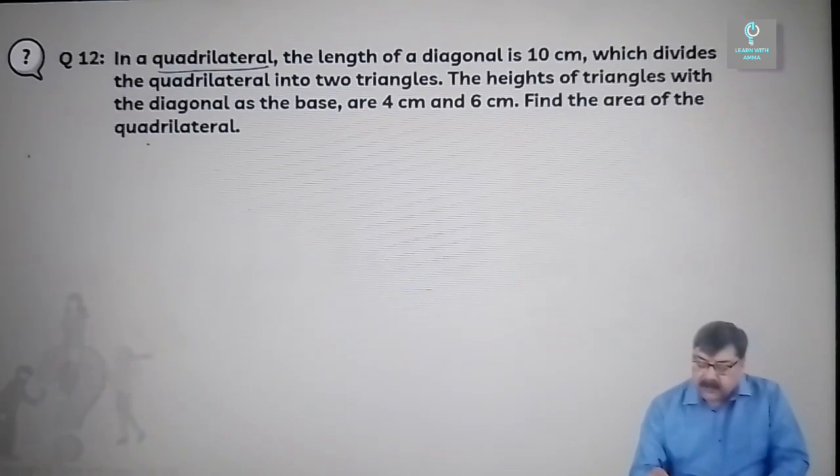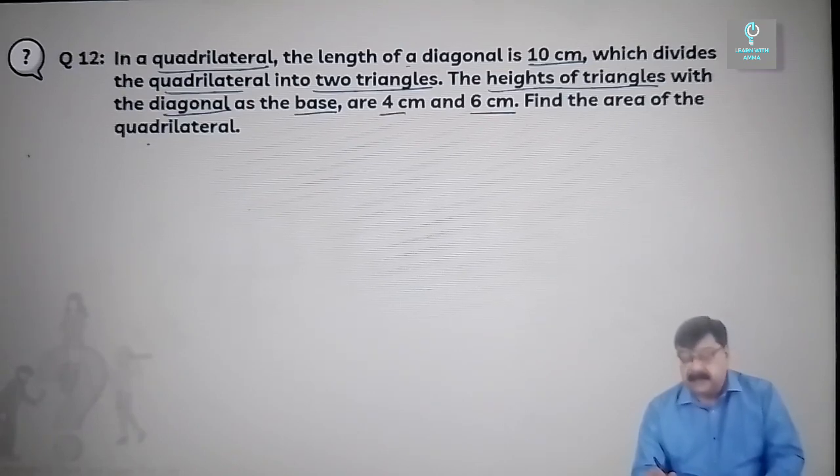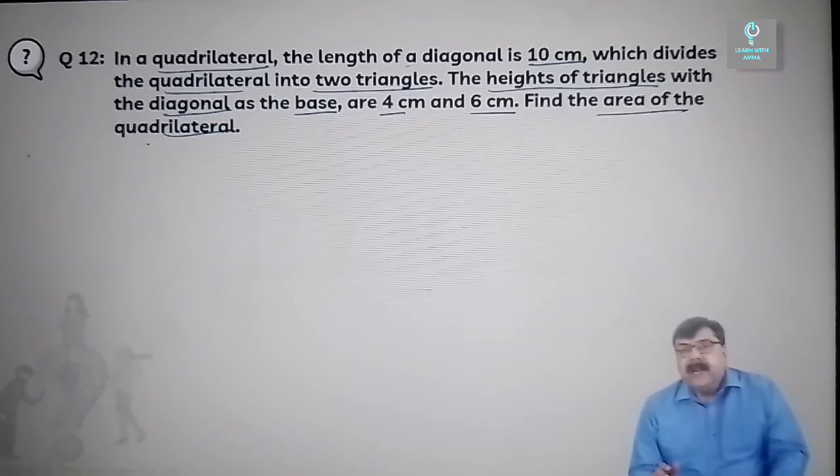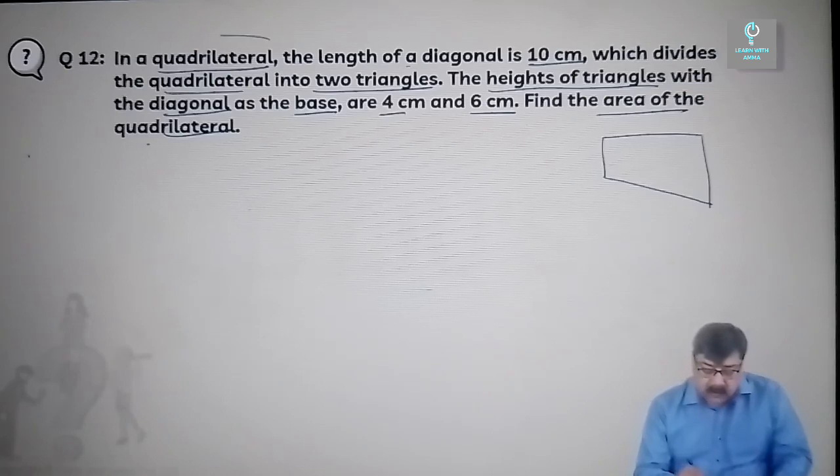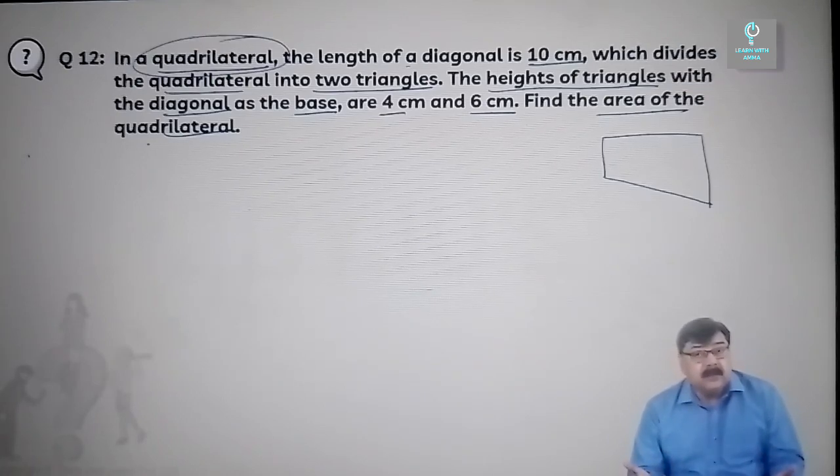Now in a quadrilateral, the length of a diagonal is 10 centimeters, which divides the quadrilateral into two triangles. Now the heights of triangles with the diagonal as the base are 4 centimeter and 6 centimeter. Find the area of the quadrilateral. Now to avail some ease and comfort for calculation, let us simply assume that this is a trapezium, because it says a quadrilateral, it could be an irregular quadrilateral also. Anything could be there. Only thing is that we are drawing a diagram here in rough. This is a diagonal whose length is already given as 10 centimeters. And it divides the quadrilateral into two triangles. Yes, this is one triangle, this is another one. One triangle may be bigger than the other one.